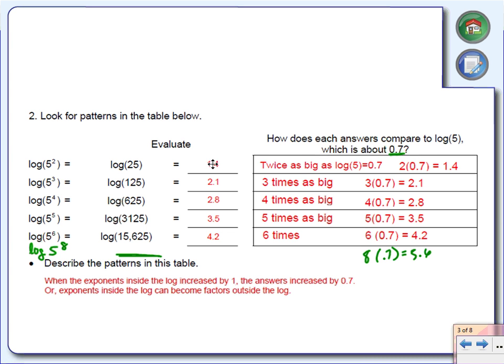Another way to look at it is the exponents inside the log can become the factor on the outside of the log. In other words, that exponent is what we multiplied by. So we took the 0.7, multiplied it by a 2, then we multiplied it by a 3, then a 4, then a 5, then a 6. That's all we're doing. It's the number that we're multiplying by.